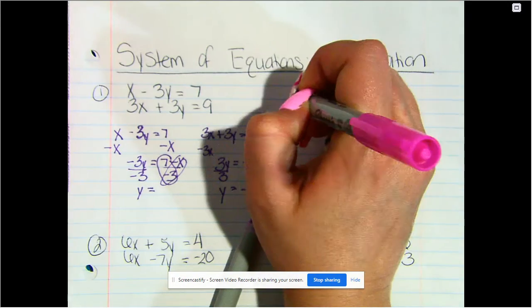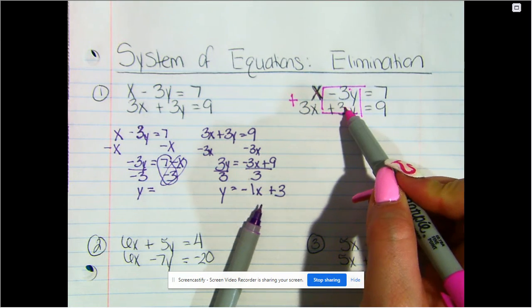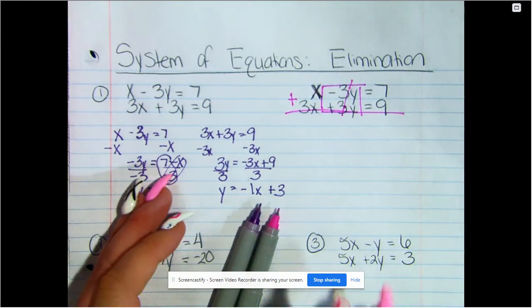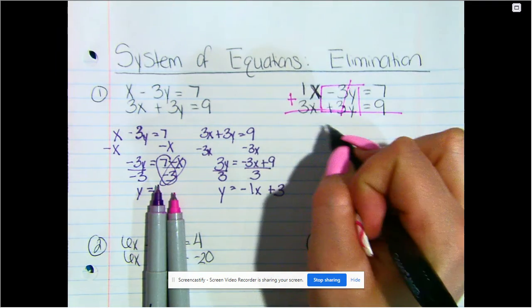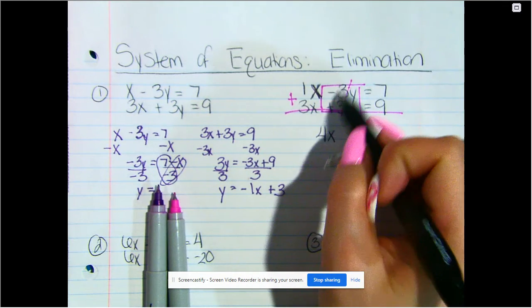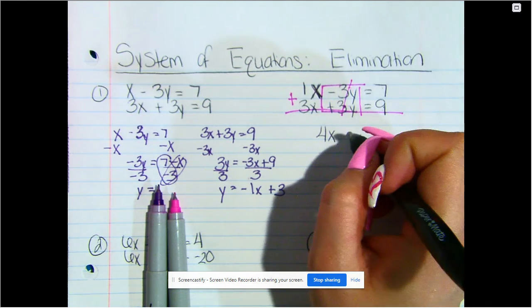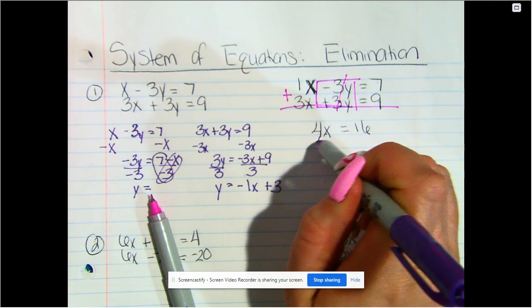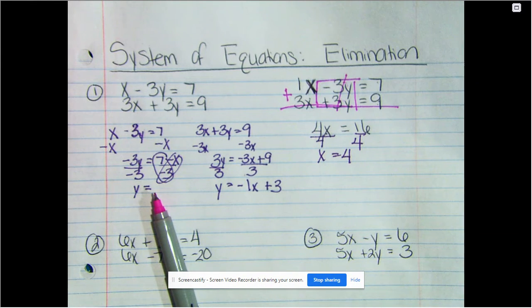If I add these together, and I know adding works because I have a negative 3 and a positive 3, that creates what we know as a zero pair and eliminates those variables. So if I add them, I do 1x plus 3x, which gives me 4x. The y terms are now eliminated. Then I have 7 plus 9, which is equal to 16. Then I just continue to solve like I usually would, dividing by 4, and x is equal to 4. Pretty easy, pretty simple.